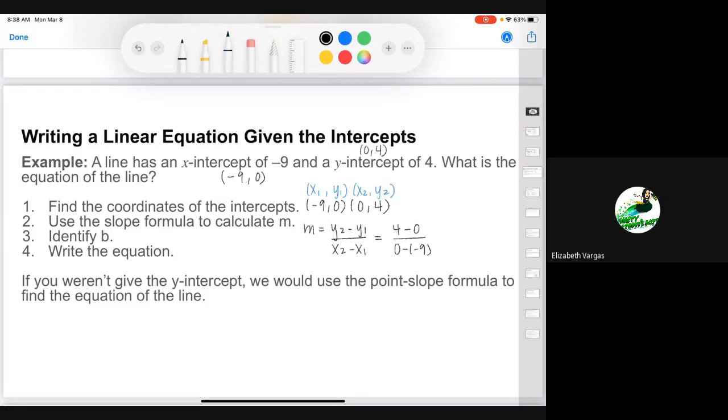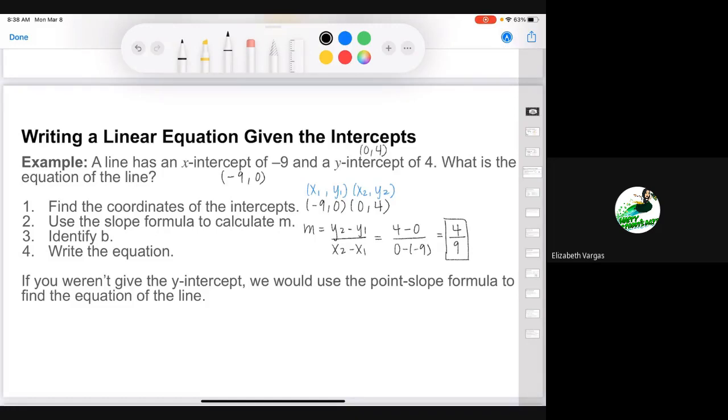Okay, now I can go ahead and subtract across. So 4 minus 0 is 4, and 0 minus -9 is 9. And so my slope is 4/9, right? Because I can't simplify that any further. So I have my slope. M is equal to 4/9. So now I want to identify my b, or my y-intercept.